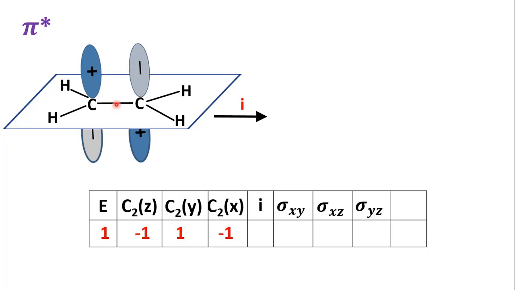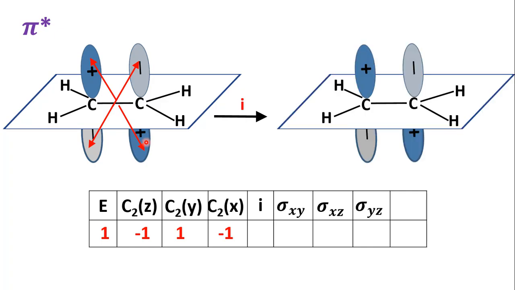Next we come to center of symmetry, I. If you assume an imaginary center and draw a line in a particular direction, you get a positive lobe. If you draw a line of equal distance in the opposite direction, you will get a positive lobe. Similarly, here you find a negative lobe, and in the opposite direction you find a negative lobe. Upon inversion, there is no change in the sign, and the operation is symmetric, you will get plus 1.